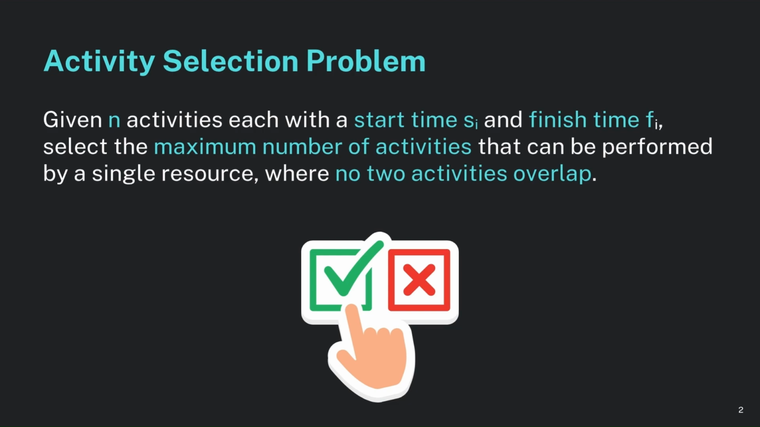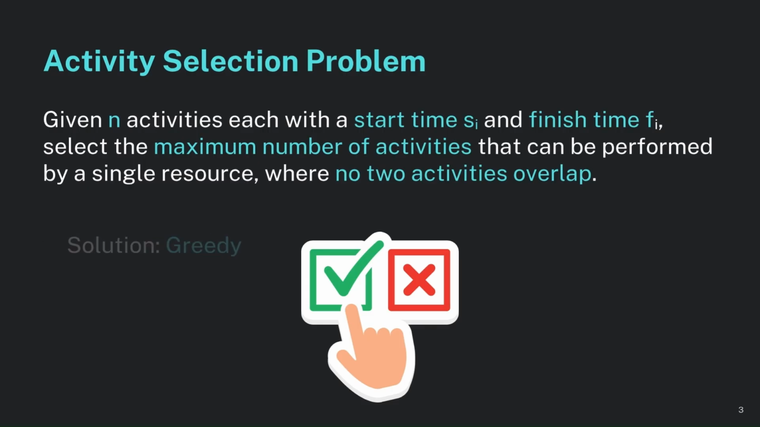Formally speaking, we can say, given n activities, each with a start time Si and finish time Fi, select the maximum number of activities that can be performed by a single resource, where no two activities overlap. And here's the exciting part. A simple greedy strategy, always picking the activity that finishes earliest, is provably optimal.